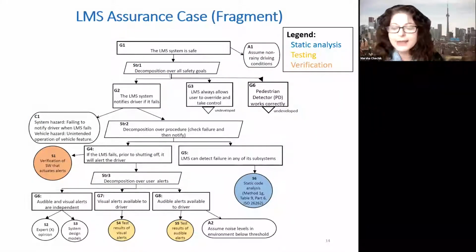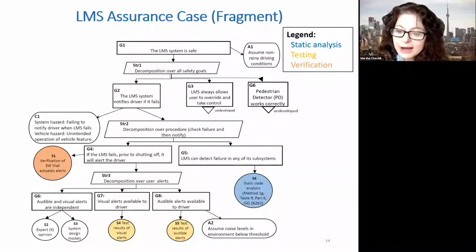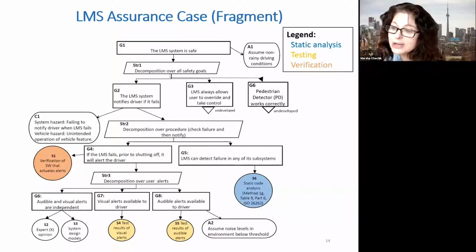So if I want to build an assurance case for this, a fragment of this is going to look like this. So the system is safe. I'm going to assume for now that this is non-rainy driving conditions. No snow, no sleet, no Canadian winter, none of that. So perfect weather.